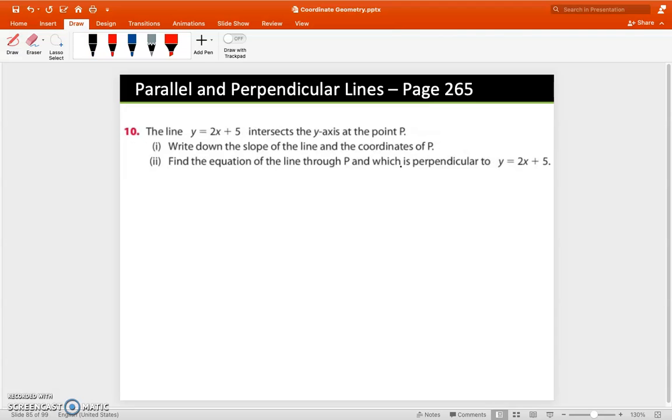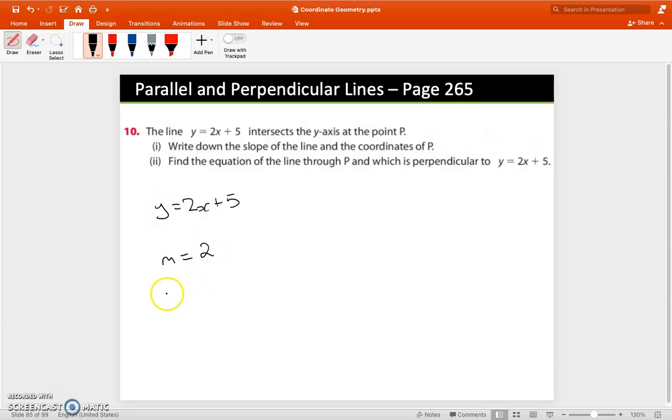And question 10 is not too bad as well, but I just wanted to mention it. It says the line y equals 2x plus 5 intersects the y-axis at point P. Write down the slope of the line and the coordinates of P. Just to find point P, you have y equals 2x plus 5. It's quite easy here, everybody should be able to figure out that my slope is 2 because the number in front of the x is 2, and this is already a positive y.